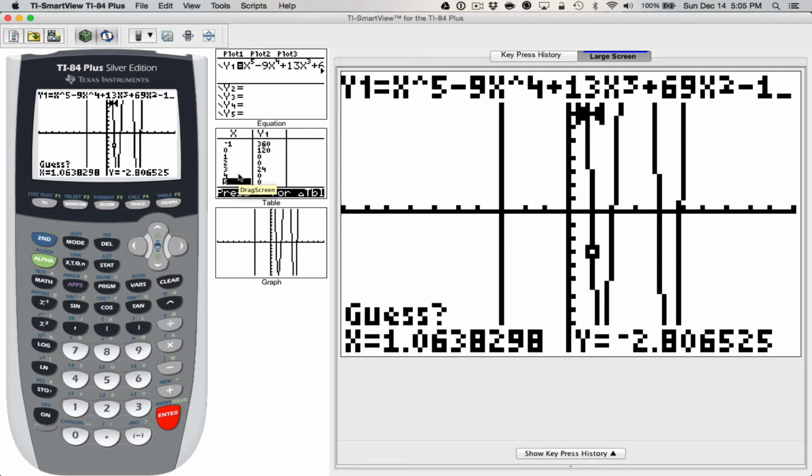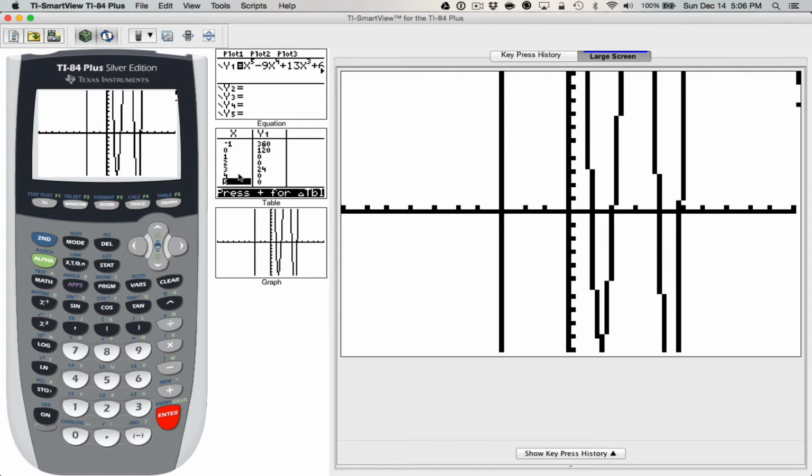Now I can put in anything I want. In this case, there is no way for me to choose anything between these 2 points because they are exactly on either side of it in this zoom level. So I'm just going to hit enter one more time. It's going to calculate and check it out. It's going to say there's a 0 at x equals 1, y equals 0, meaning that one of the factors of this polynomial is x minus 1.